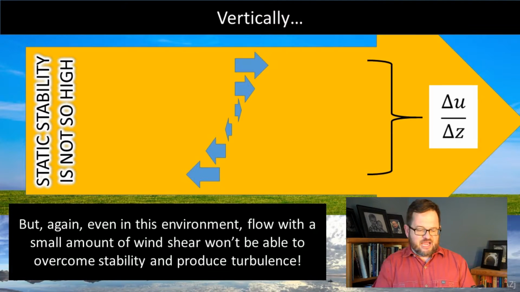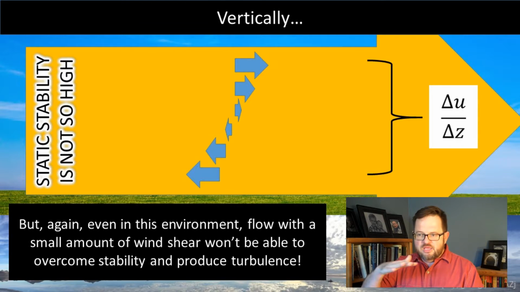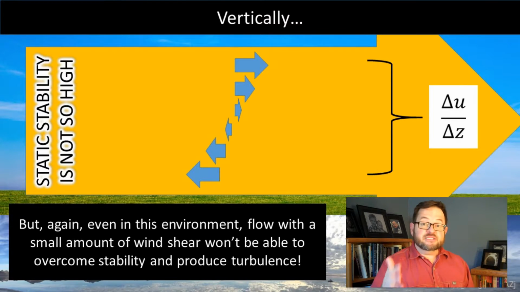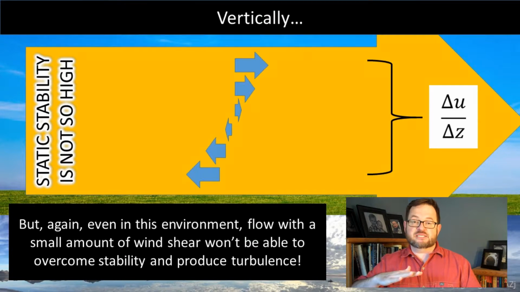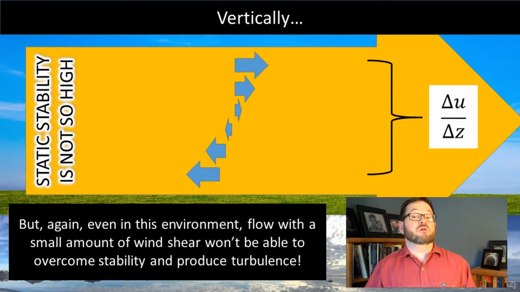This is really nifty, how there's this trade-off here, where we have to think about both. If we're going to be wondering about whether turbulence is going to form, we need to be wondering both about the shear in the environment and the static stability of the environment. How it's going to be resisting any vertical motions that are going to be trying to happen as these turbulent eddies get going.